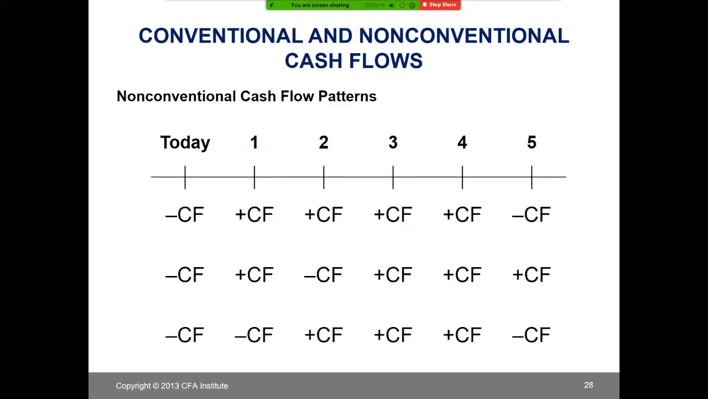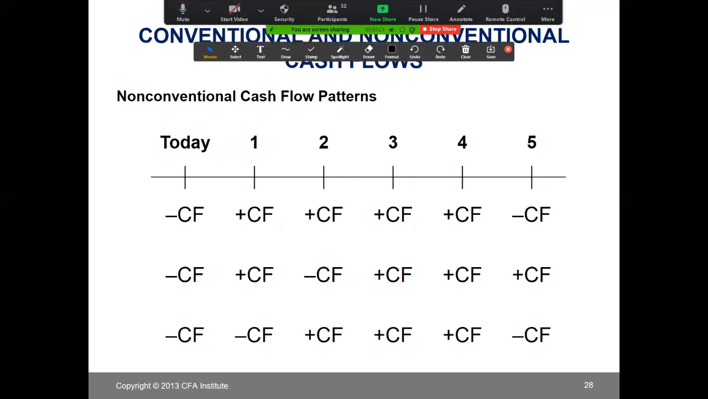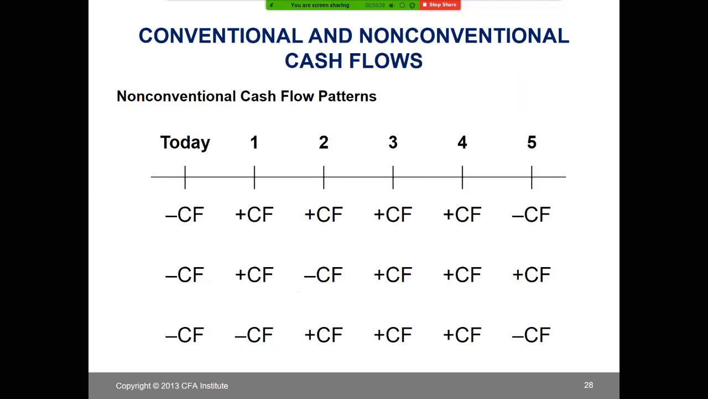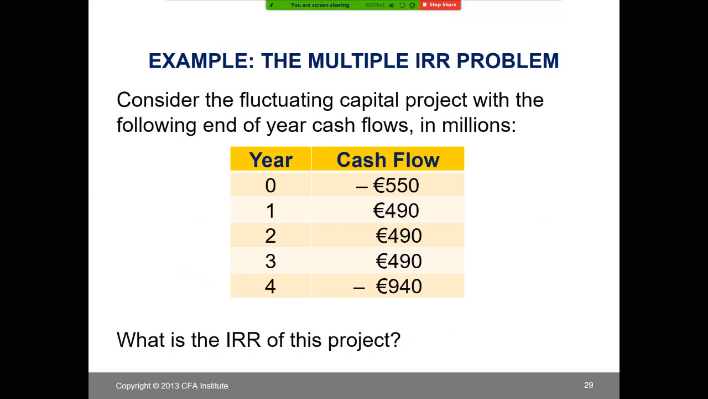Okay, so here's another example, non-conventional cash flow patterns, with negative signs. Here we have a negative sign, here we have a negative sign, here we have negative signs, and here we have negative signs. That really influences the changes of the IRR. It makes the IRR take place more than once in a certain project. When we have the example, we have a better idea of what we're talking about. Here we are given an example: consider a fluctuating capital budgeting project with the following end-of-year cash flows in millions. So what is the IRR of this project?